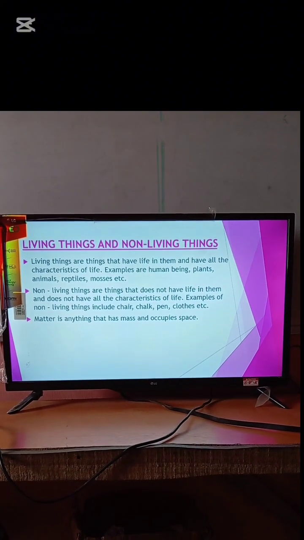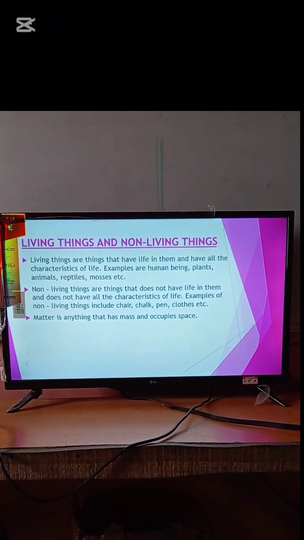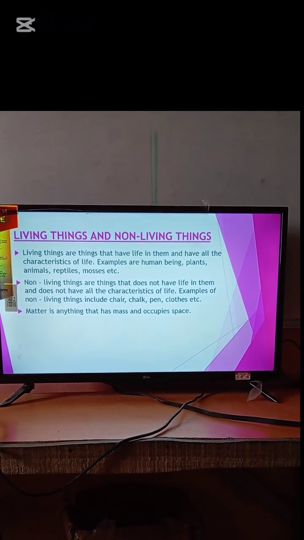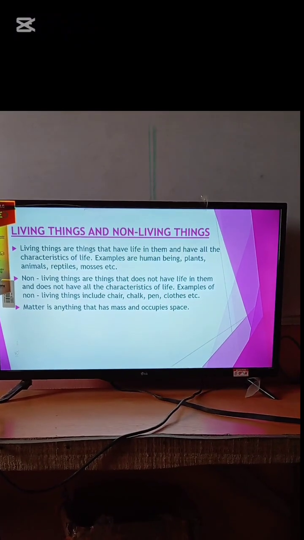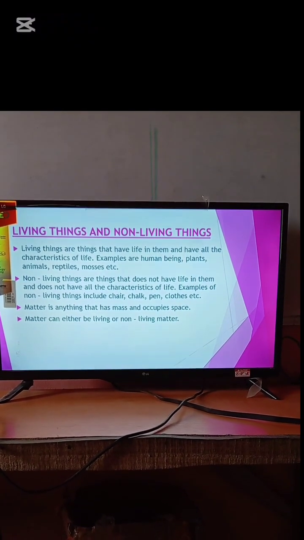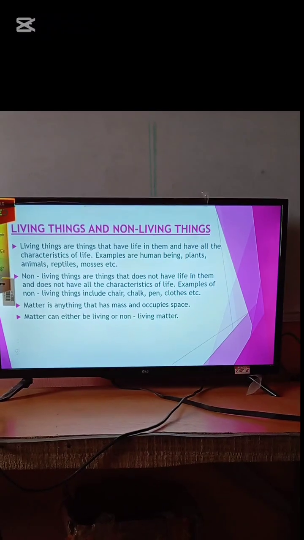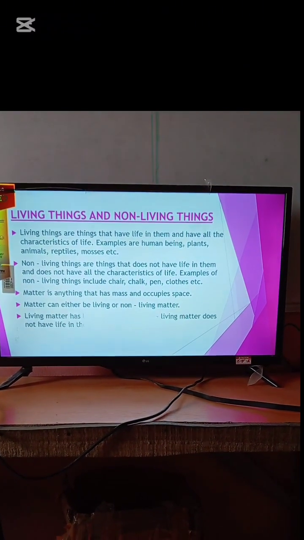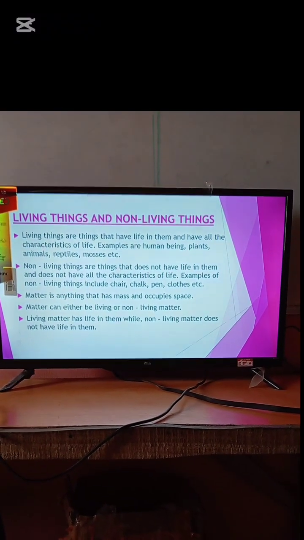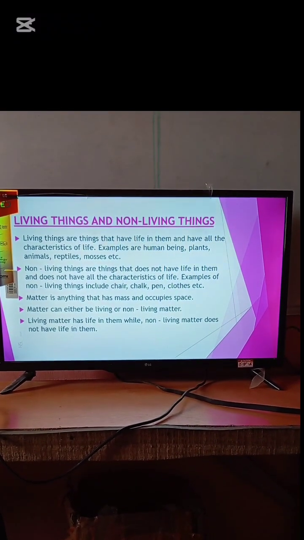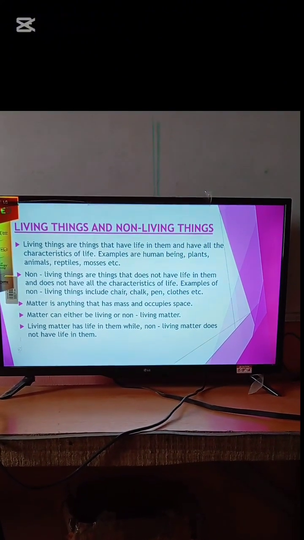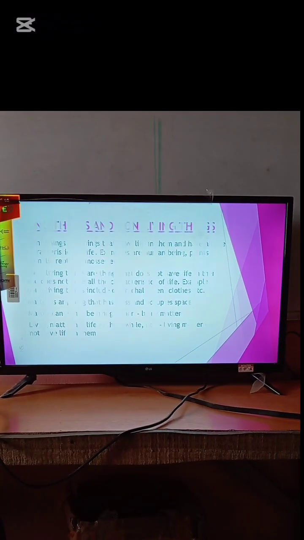Matter is anything that has mass. So matter can be either living or non-living. Anything that has mass and occupies space is matter. So we can have living matter as well as non-living matter. Living matter has life in them, while non-living matter does not have life in them. Now, what are the states of matter?